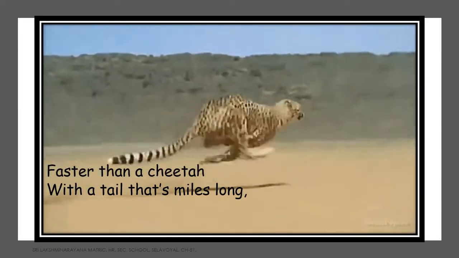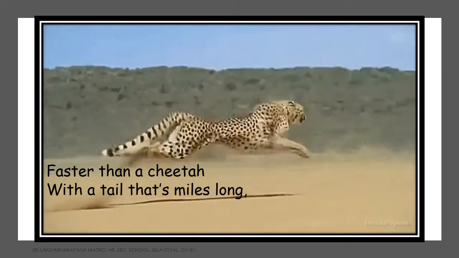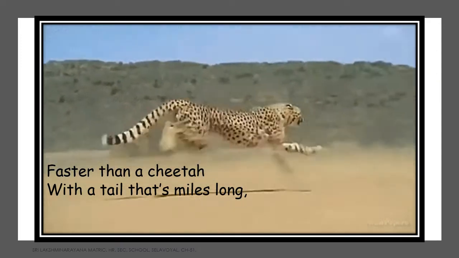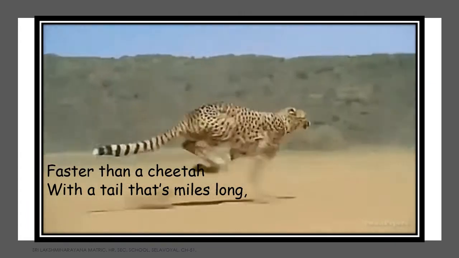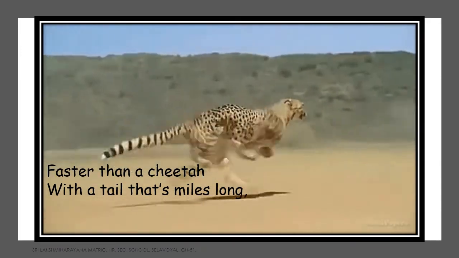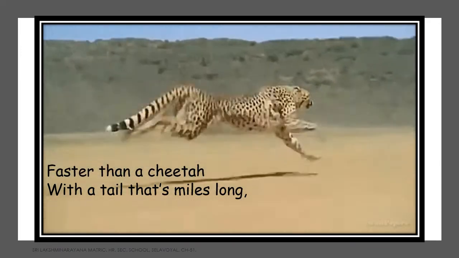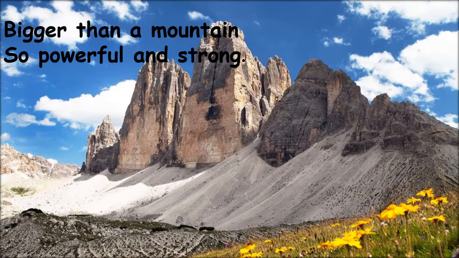Faster than a cheetah, with a tail that's miles long. Here the poet compares the speed of the comet to the speed of a cheetah. He says that the comet is faster than the cheetah, the fastest land animal on earth. He also adds that the tail of a comet is much larger than a cheetah and it may extend up to many miles. He also compares the comet to the mountains. He says that the comet seems to be much greater and stronger than a mountain.